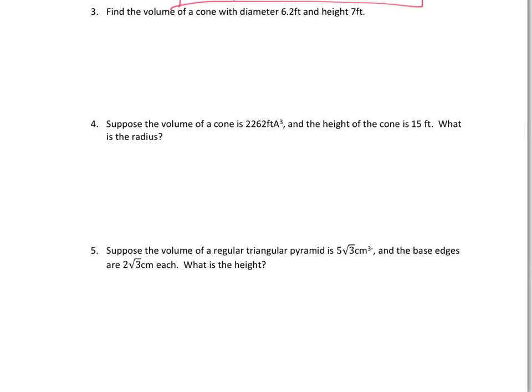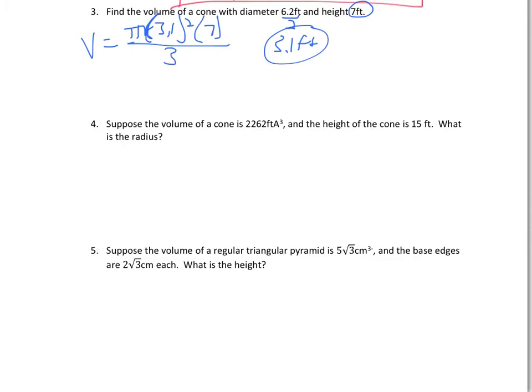And number 3, very similar to this, except I give you the diameter. We don't want the diameter, we want the radius. We need to divide that by 2, so it's 3.1 feet. I've already given you the height, now you've got the radius, so you can just plug it in. Pi, let's just go right to the 3.1 squared times 7 divided by 3, or 1/3 times all that stuff. I'm just showing you 2 different ways you could do it.